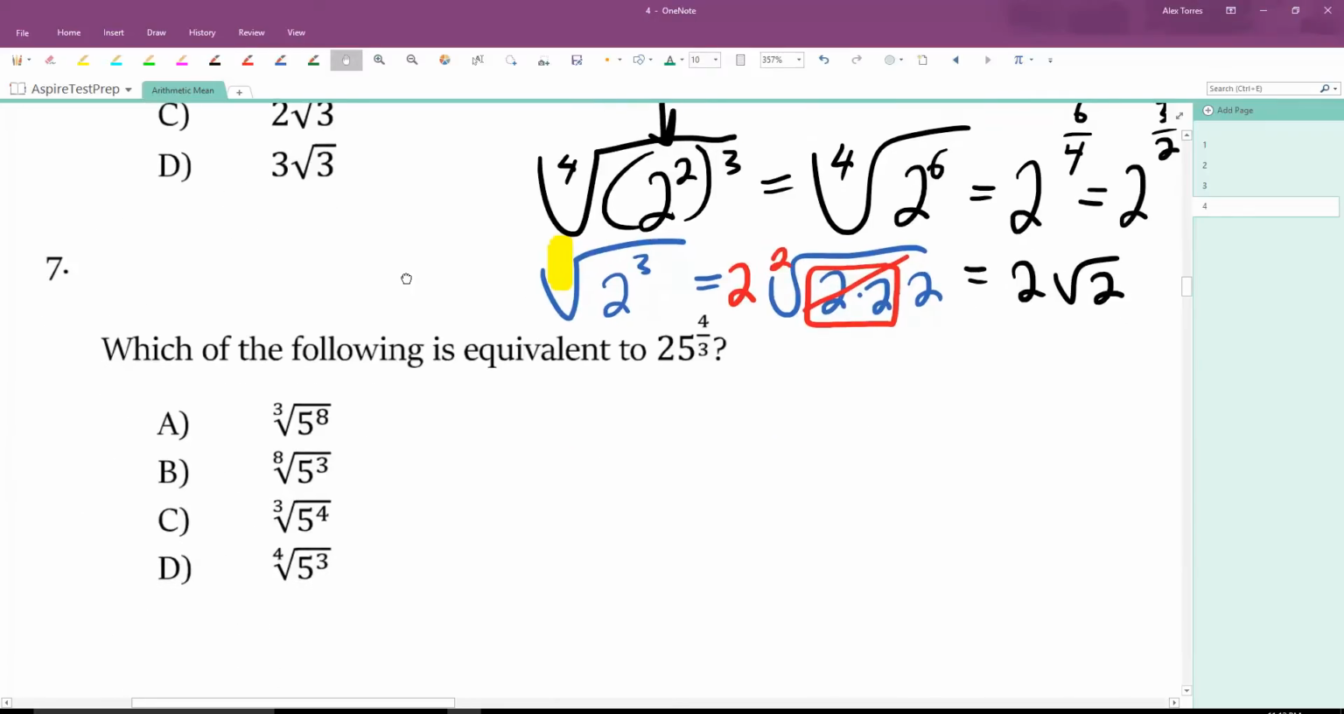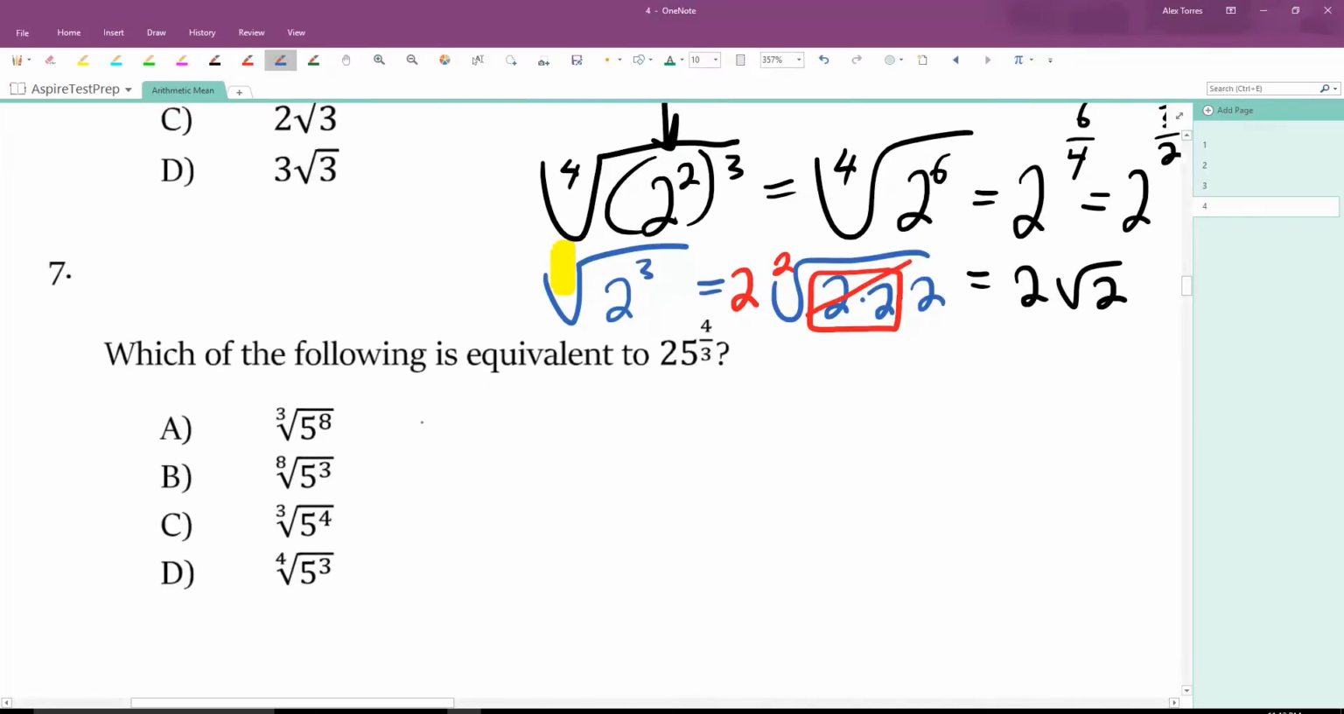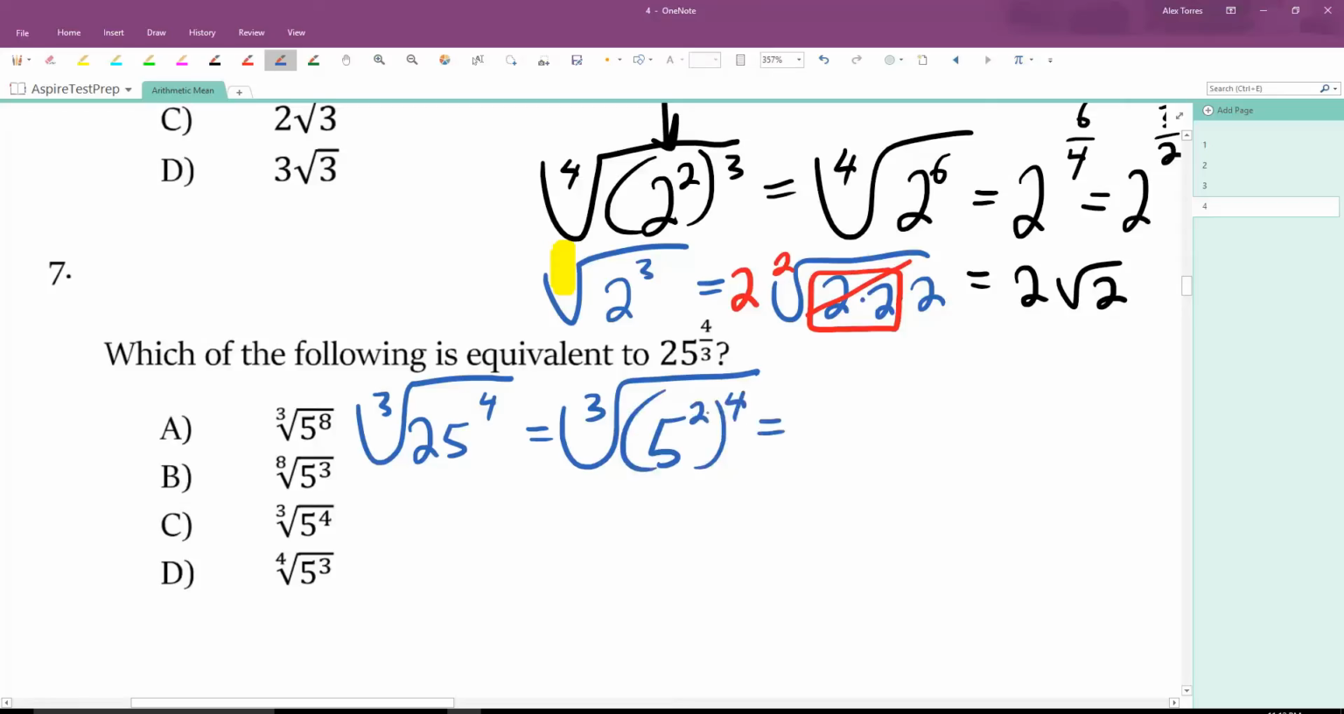Going to number 7, we have 25 to the 4/3. So if we rewrite that, that's 25 to the 4th, and the cube root of that number. We can rewrite the 25 as 5 squared, so cube root of 5 squared to the 4th power. 2 times 4 is 8, so it's the cube root of 5 to the 8th power, and that's choice A. So we're done on number 7.